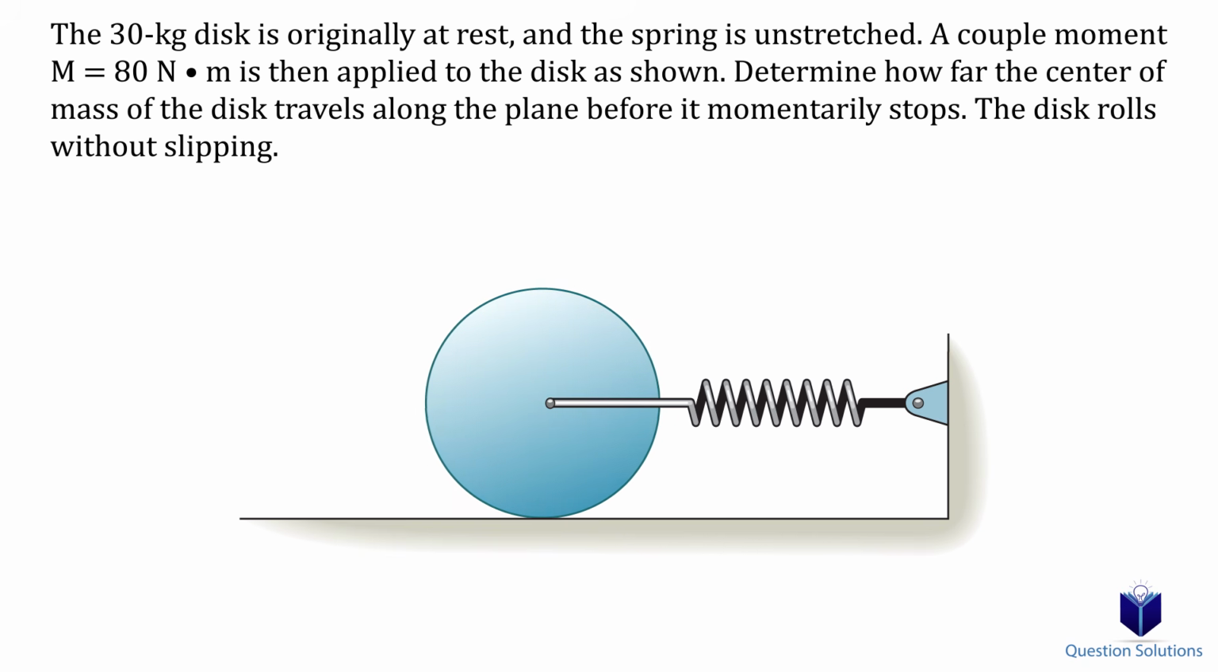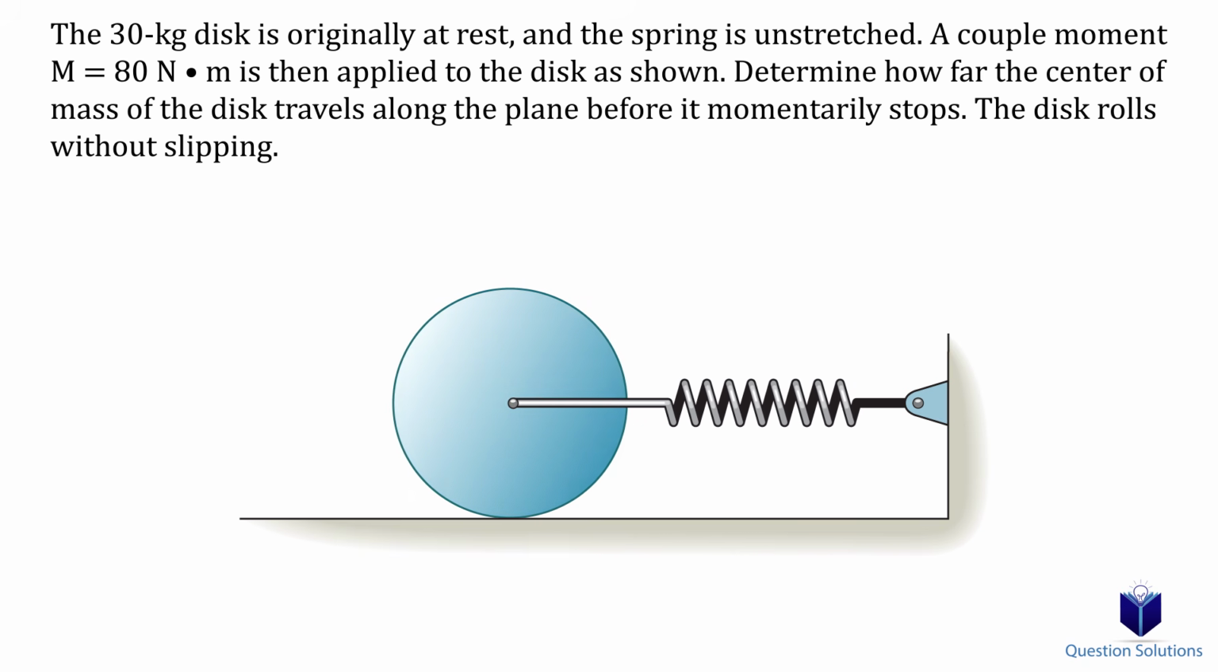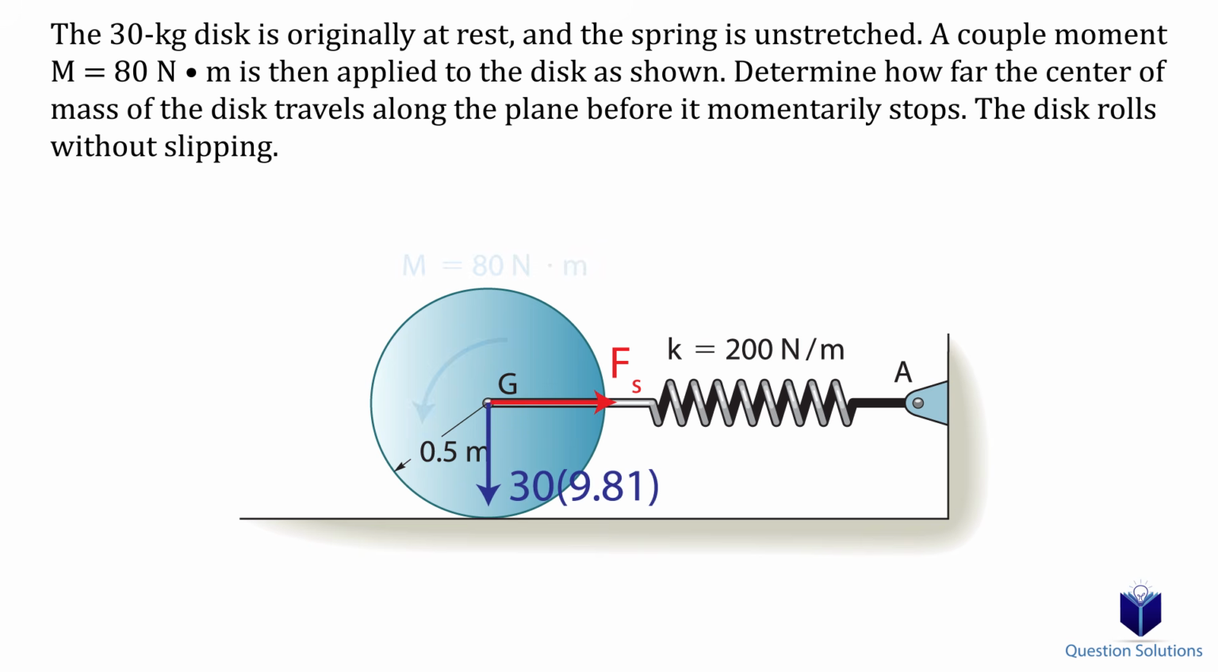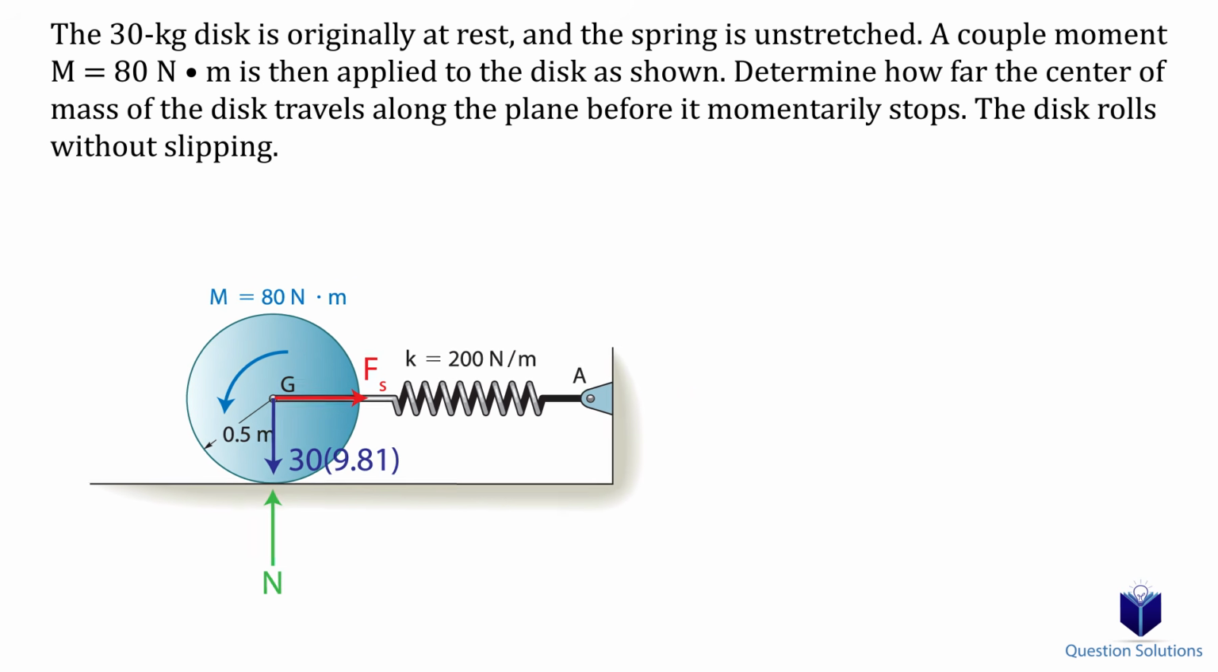Let's take a look at this problem where we have a disc attached to a spring. Then a couple moment is applied to the wheel and we need to figure out how far the center of the wheel will travel before stopping. Let's draw our free body diagram. We have the weight, the force of the spring, the moment, and the normal force. Since the disc rolls without slipping, we don't need to worry about friction for this question because it does no work. Now let's write our principle of work and energy equation.